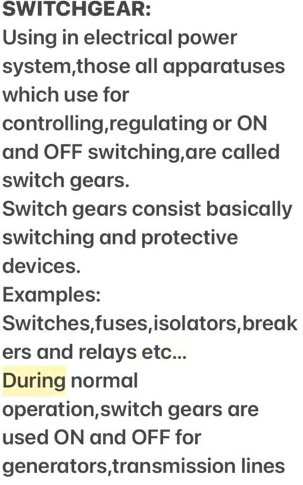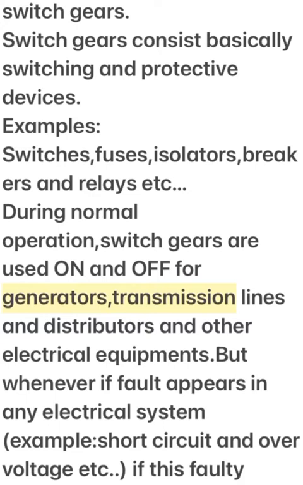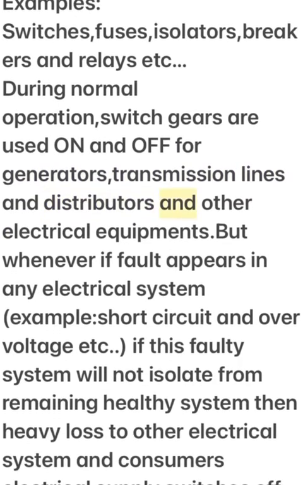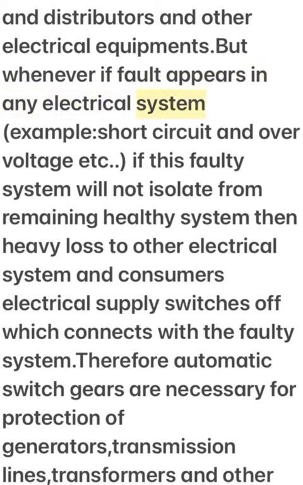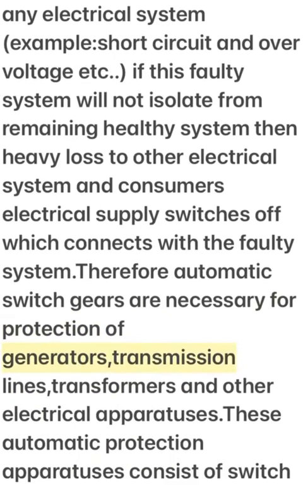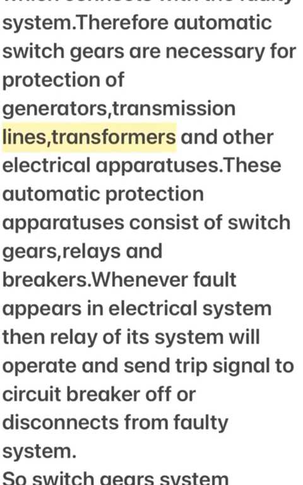During normal operation, switchgears are used to switch on and off generators, transmission lines, distributors, and other electrical equipment. But whenever a fault appears in any electrical system, for example a short circuit or overvoltage, if this faulty system is not isolated from the remaining healthy system, then there is heavy loss to other electrical systems and consumers connected with the faulty system lose supply. Therefore, automatic switchgears are necessary for protection of generators, transmission lines, transformers, and other electrical apparatus.